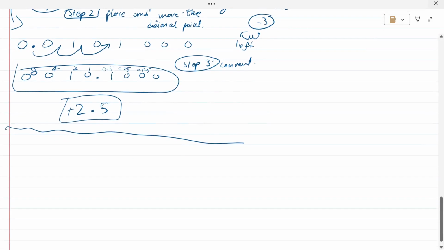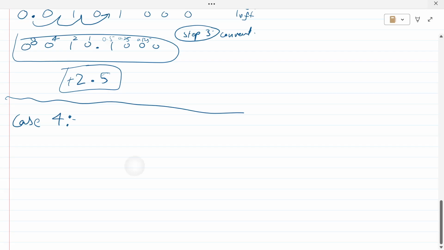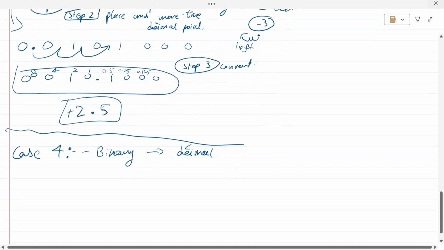It's just this simple. In the fourth case, case 4, we're going to convert a negative binary to a decimal number. This is what we are going to be doing.